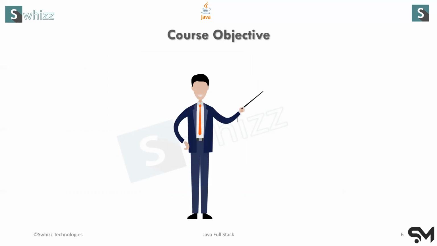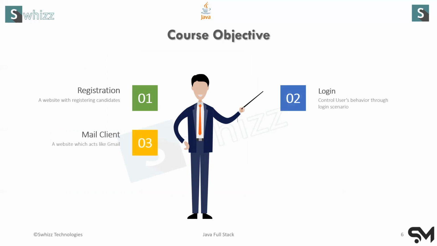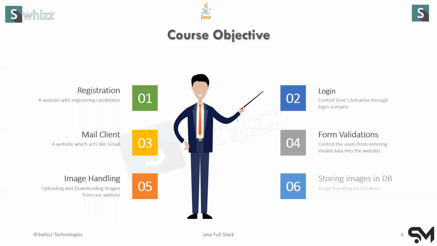Then the course objectives. There are a lot of course objectives here, but I'm just going to point out some little ones, because the slide would not be enough to list all of them. We are going to develop a website with registration, a login scenario, a mail client kind of thing, form validations, image handling, and also storing images in a database. These are only some of the objectives you will be able to master in this course. There are a lot more which will not fit into this slide, that's why I could not keep them. Clear, everyone?